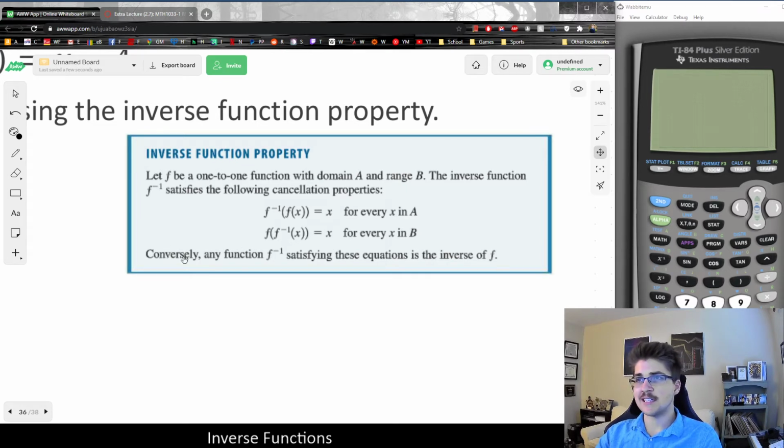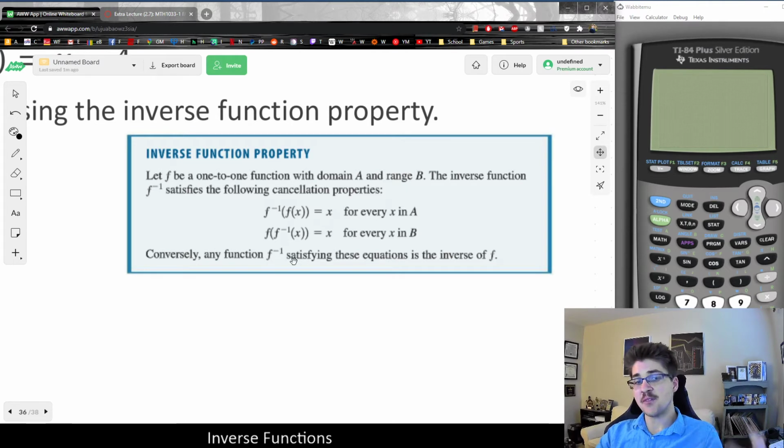It says conversely, any function f inverse which satisfies these equations is the inverse of f. And really all that's saying is that if these two conditions are true, then f and f inverse are inverses of one another in either way. I know I didn't say that very well, but basically f is the inverse of f inverse, and f inverse is the inverse of f. So going both ways.